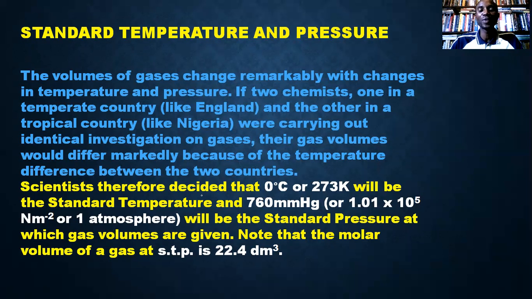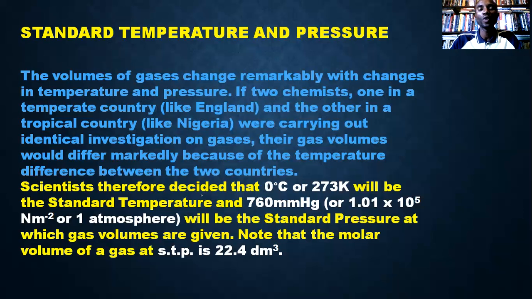For that reason, scientists decided that 0 degree Celsius or 273 Kelvin will be the standard temperature, and 760 millimeter mercury or 1.01 times 10 raised to the power of 5 Newton per meter square or 1 atmosphere will be the standard pressure at which gas volumes are given.